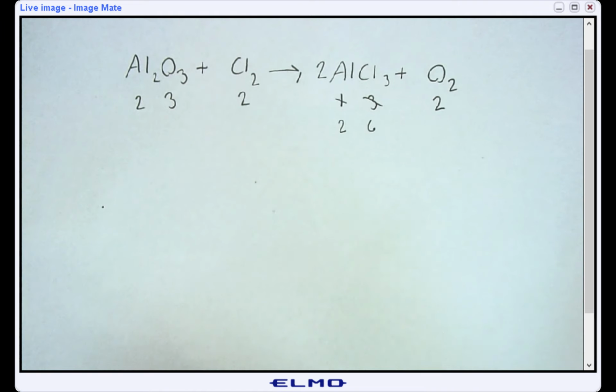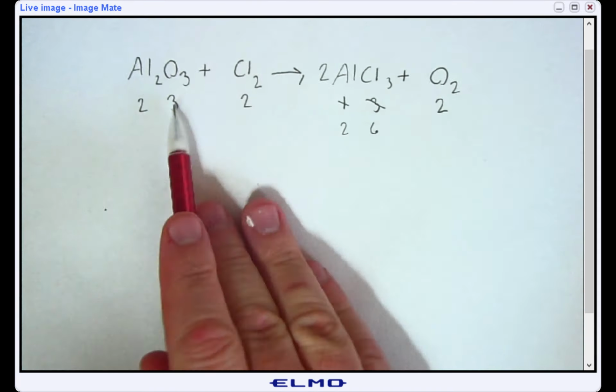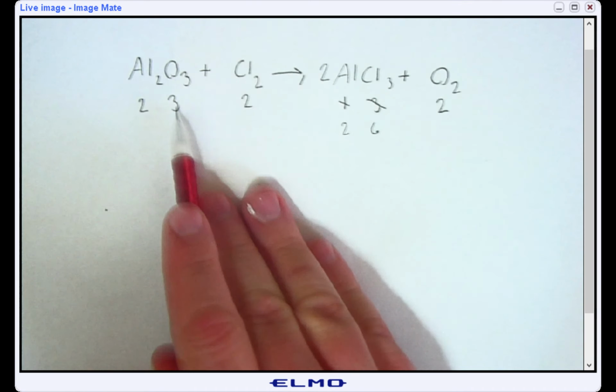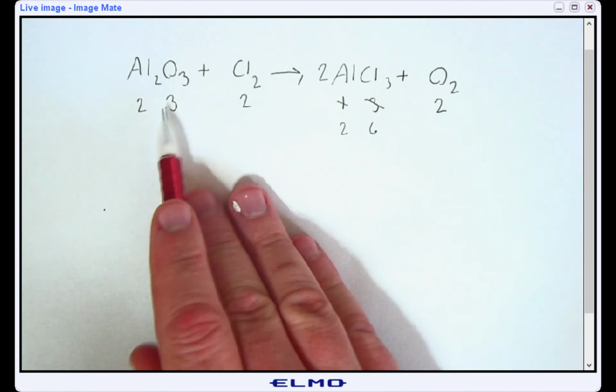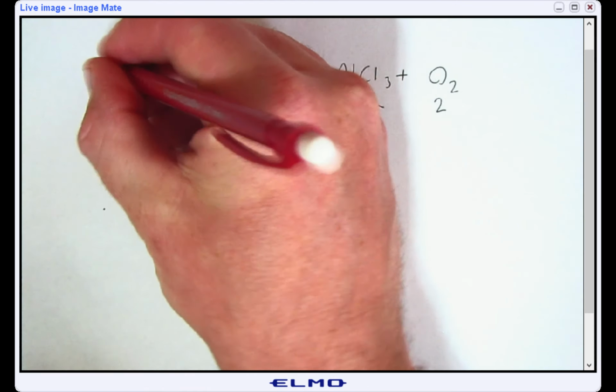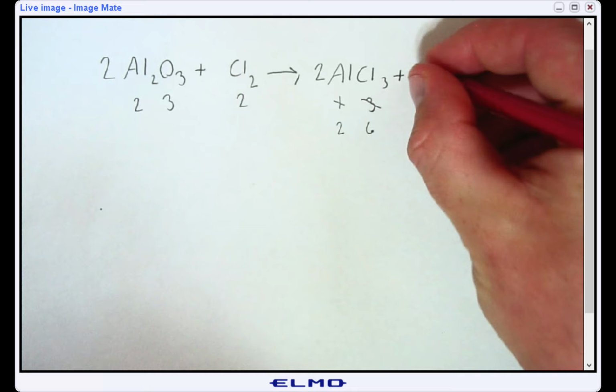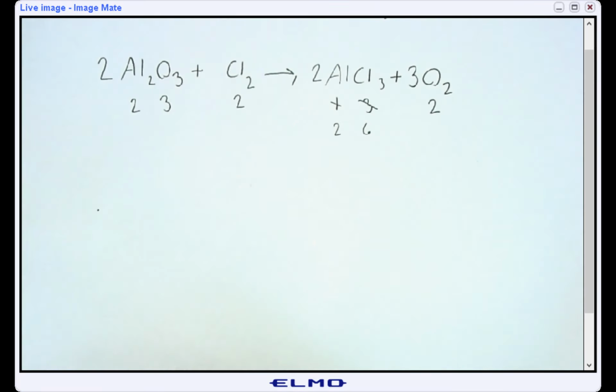Well, what number, lowest multiple, can 2 and 3 go into? And the answer is 6. 2 and 3 can both go into 6. Now, because we're comparing oxygens, how do I get this 3 to a 6? And how do I get this 2 to a 6? Well, this 3 I would multiply by 2. And this 2 I would multiply by 3.